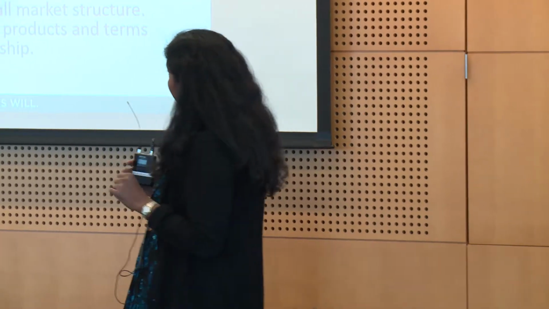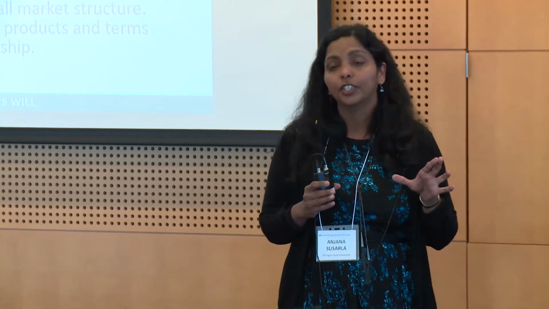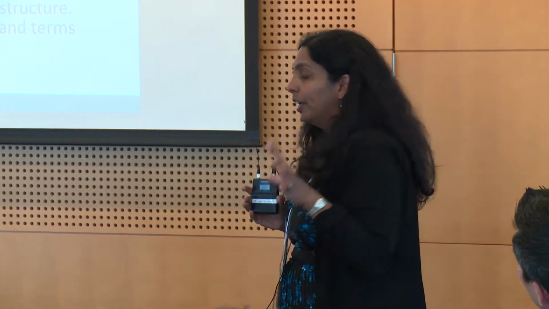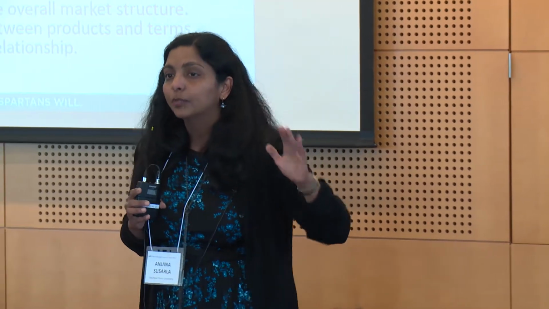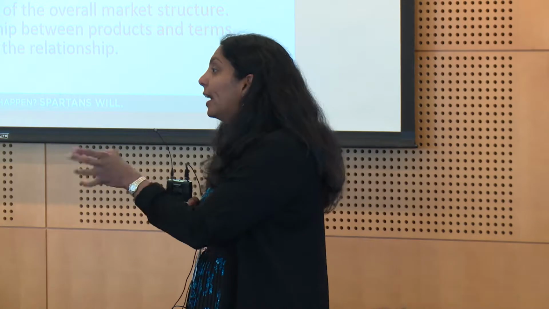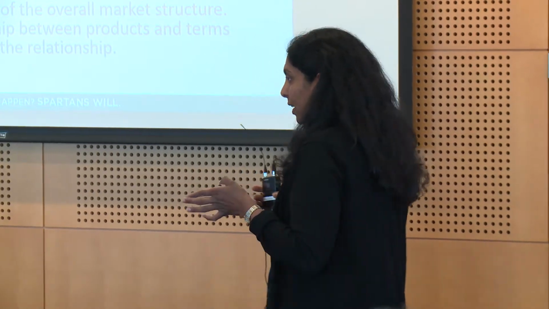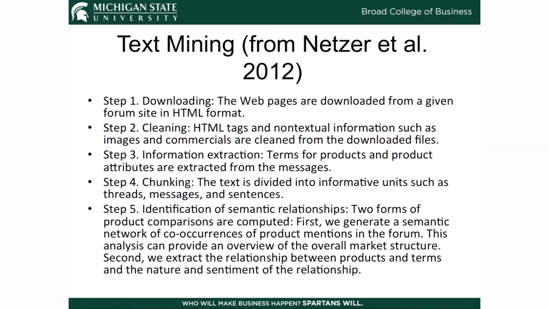So what is it that we are interested in doing? What we are interested in doing is 2 things. We are interested in understanding product comparisons. How are customers talking about various kinds of automobiles? And in what way are they talking about these automobiles, right? So for that we need something called a semantic network of co-occurrences. Right? Various people are mentioning various products.